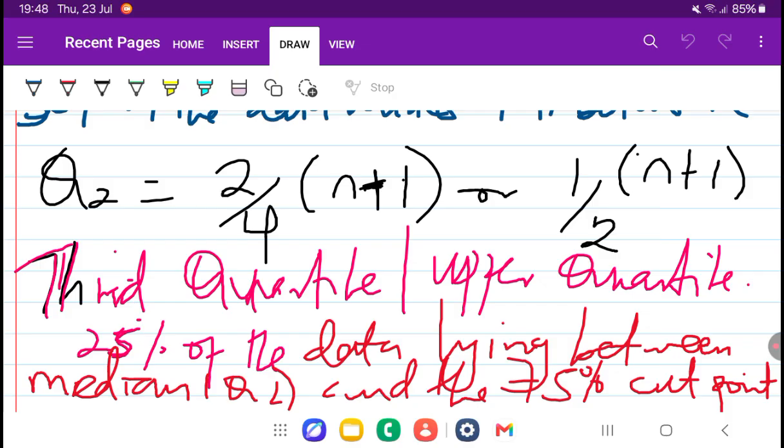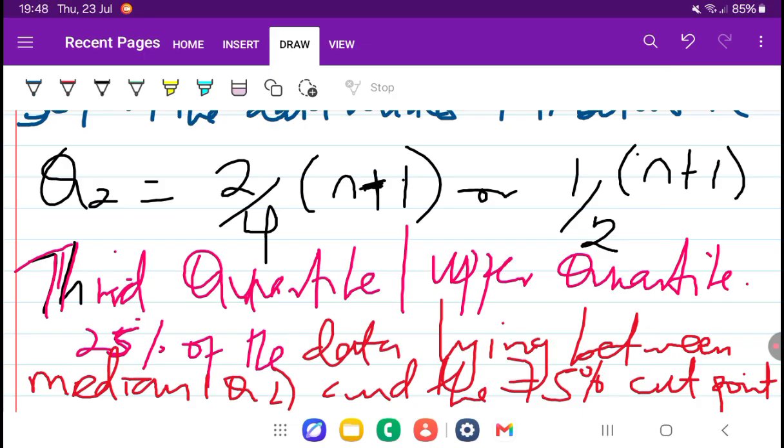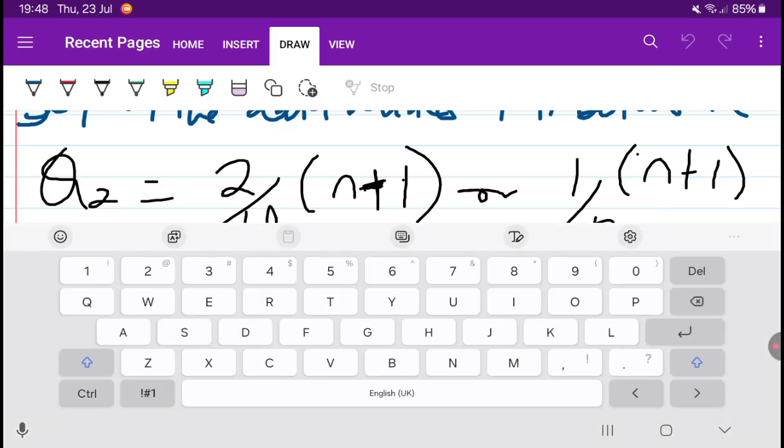Remember, these are positions. So the Q3, or the upper quartile, divides the upper half of the data set. Remember, the Q1 was dividing the lower half. Now this one is dividing the upper half of the data set into a half.